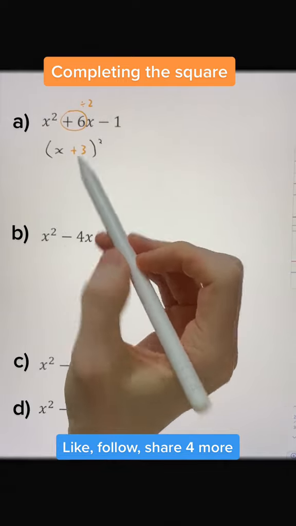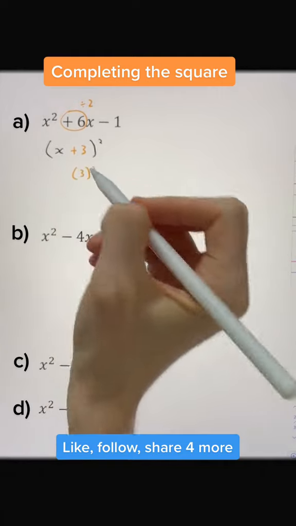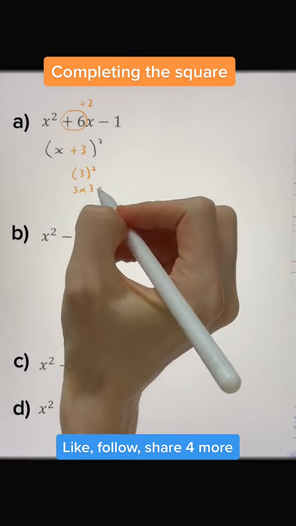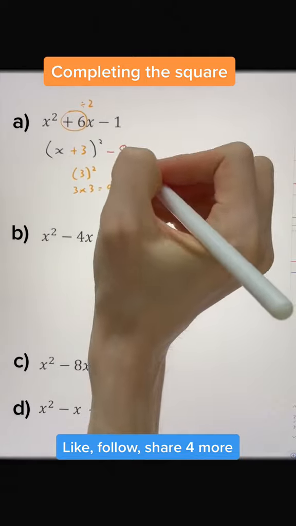We then always square this term inside. It doesn't matter about the sign, because when we square a term, it will always turn positive. Here, 3 squared is 3 times itself, and 3 times 3 gives us 9. And we then always subtract that number. So in this case, I'm going to subtract 9.